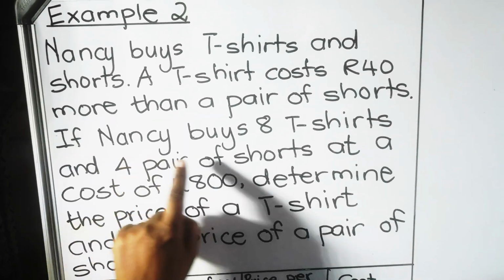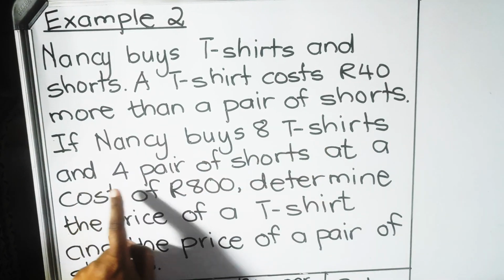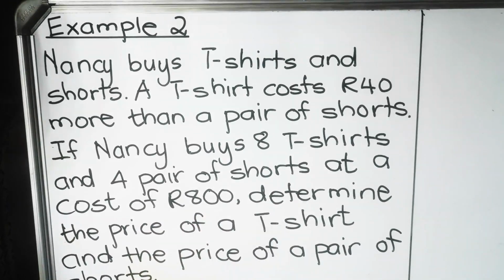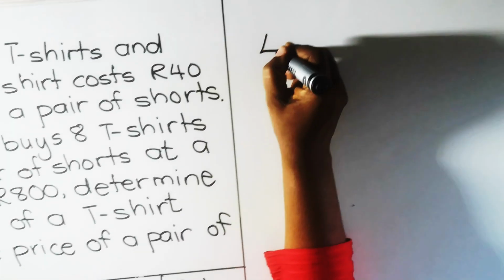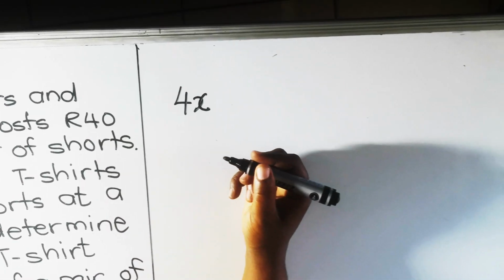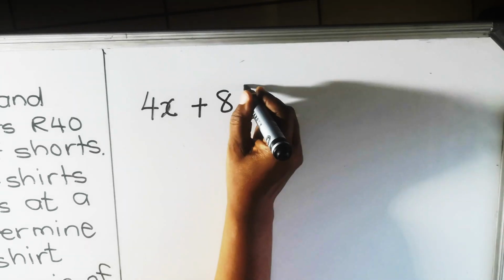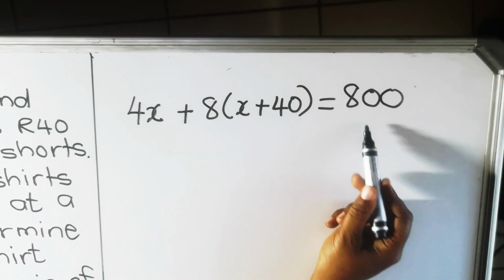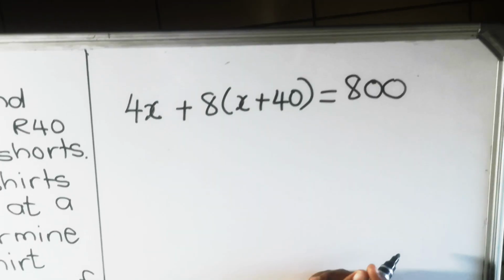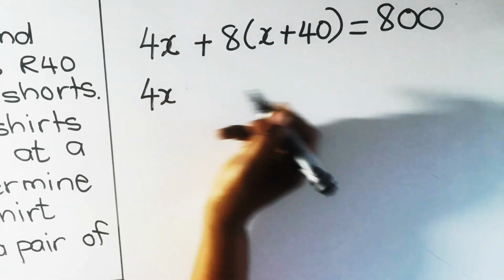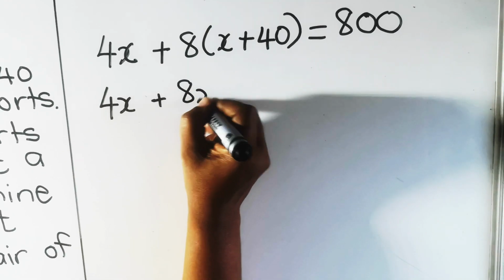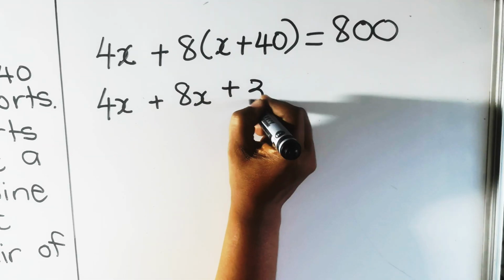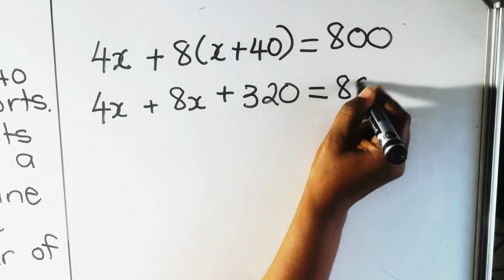They said Nancy buys 8 t-shirts and 4 pairs of shorts at a cost of 800 rand. So it means the shorts were 4x, we don't know how much it was, and then the t-shirts were 8 times X plus 40, and then both of them were 800. She paid 800 for both of them. So we want to do maths here. 4x, 8 times x is 8x. 8 times 40, let's use our calculator, 320 is equal to 800.